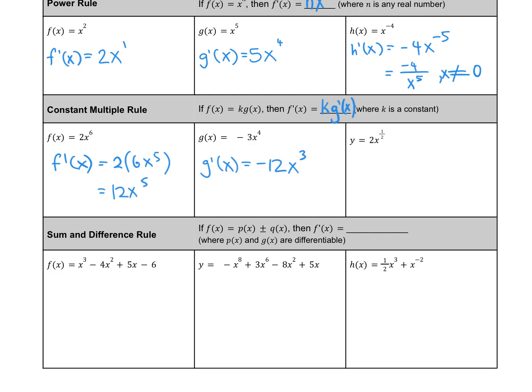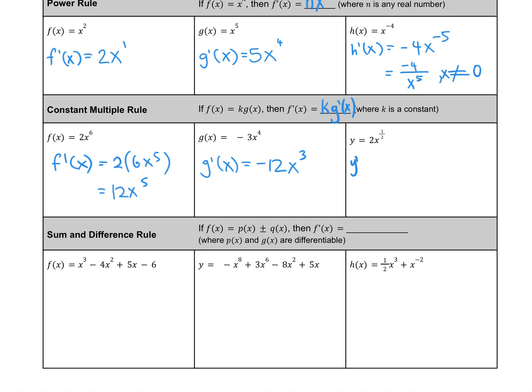The next one, I have a rational exponent. Remember, rational exponents represent some type of root. So an exponent of a half actually means the square root of x, so 2 times the square root of x. But seeing the rational exponent is more helpful in terms of derivatives.